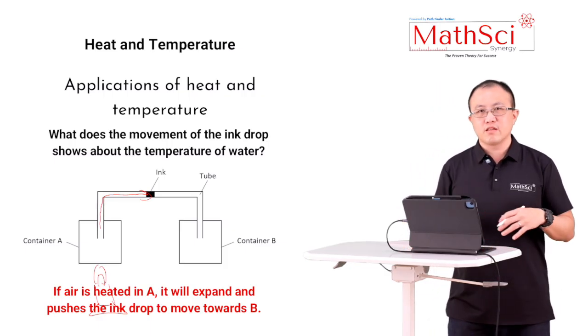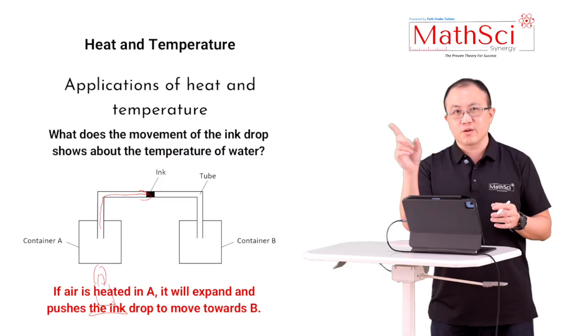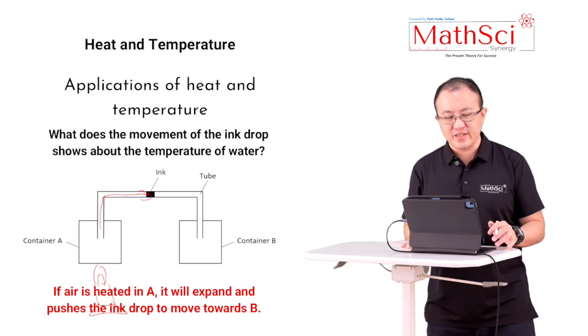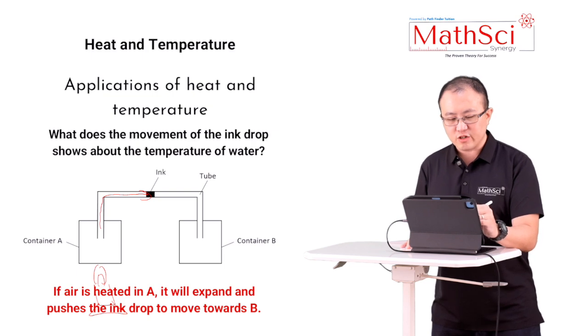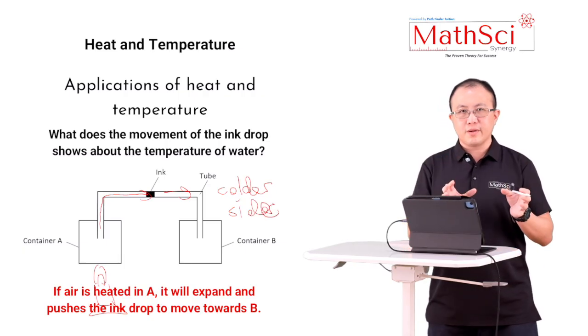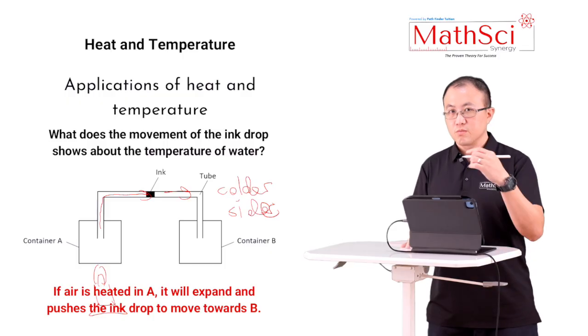So next time when you are looking at the setup and you see the ink droplet moving in whichever direction, almost immediately you can think of it as the side where the ink droplet is moving is the colder side, because the ink droplet has been pushed by the air to move to the right.